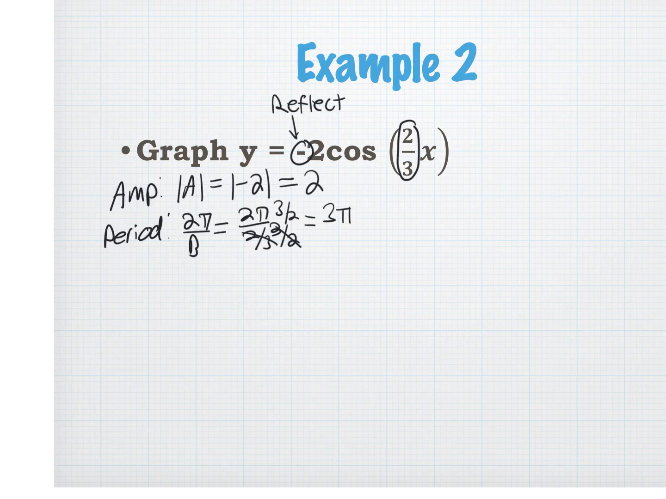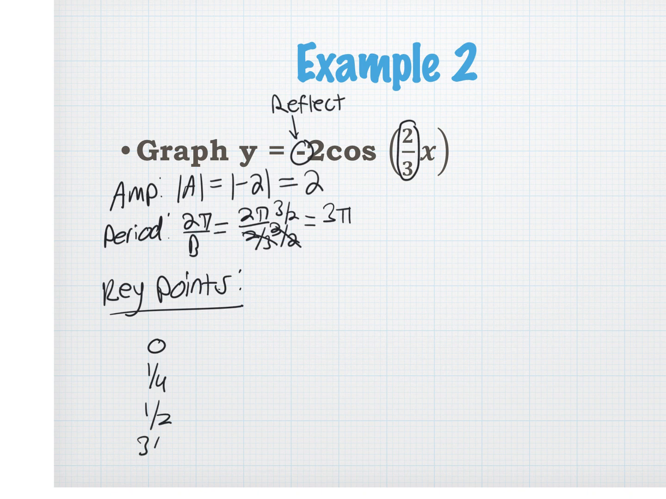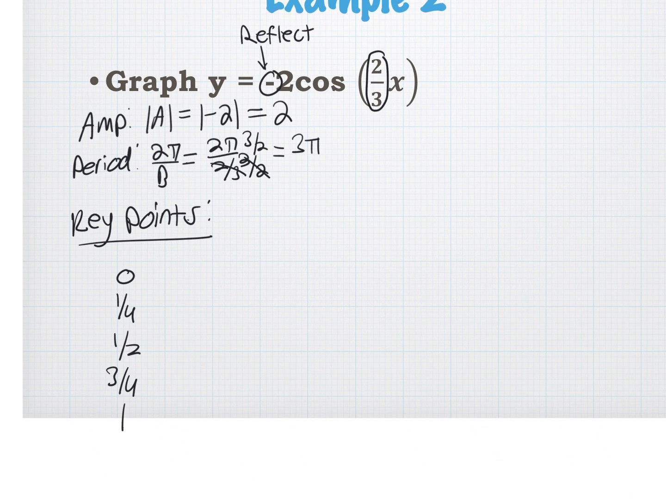3 pi. Sorry. All right. And then we're going to have our key points. Again, to find our key points, we're going to go 0, a quarter, a half, 3/4 and 1, and then you're going to multiply the period by all of those numbers. Times 3 pi.